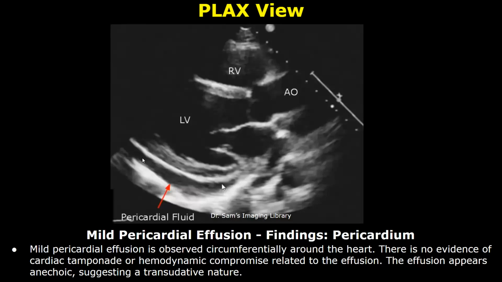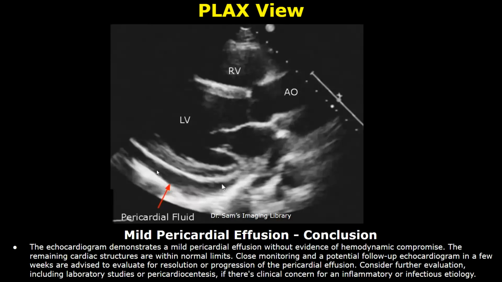Mild pericardial effusion is observed circumferentially around the heart. There is no evidence of cardiac tamponade or hemodynamic compromise related to the effusion. The effusion appears anechoic, suggesting a transudative nature. This is the conclusion. The echocardiogram demonstrates a mild pericardial effusion without evidence of hemodynamic compromise. The remaining cardiac structures are within normal limits.